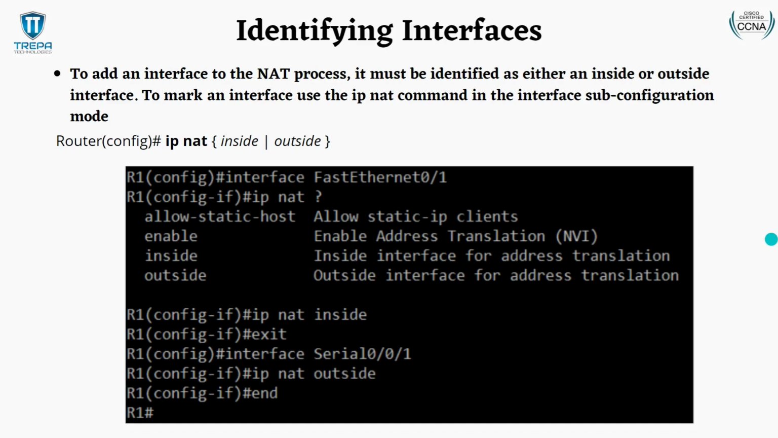And then of course, identify the interfaces. If you missed our last video, just go through it real quick. Fast Ethernet 0/1 is facing the LAN, which is our inside network. Serial 0/0/1 is going to be our outside because that's going to be where our public IP sits, the one that makes the connections out to the internet for us, outside.